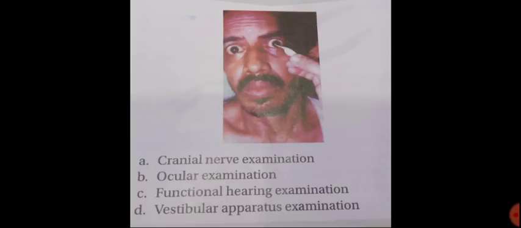Now what test is being done here? So basically you are doing a cranial nerve examination, and if I ask you what test, it is corneal reflex. So for corneal reflex you should know some points, like the afferent for corneal reflex is nasociliary branch of trigeminal, that is V1, and efferent is facial nerve.